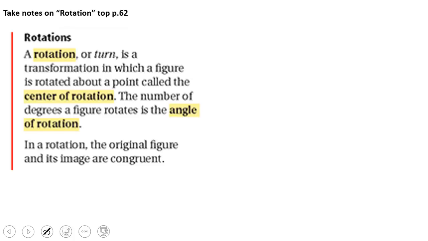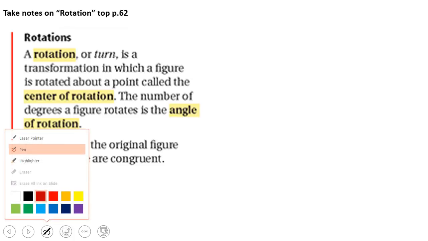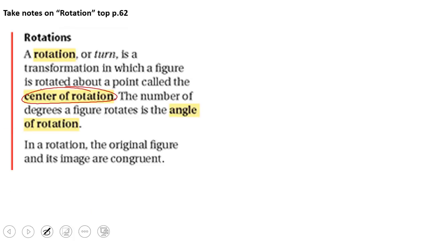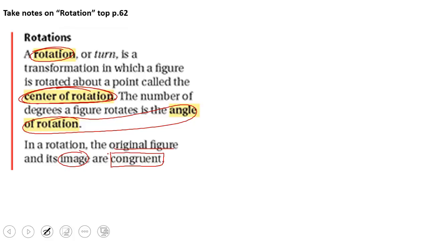And all figures are turned or rotated about a center of rotation. So important. When we rotate it, there is a center of rotation. And the number of degrees that the figure rotates, well, that will be called the angle of rotation, and we'll talk about that in just a moment. And of course, just like with the other two transformations that we have done, if we rotate the figure, the original and its image are congruent. Okay? So they are congruent to each other after we rotate it.